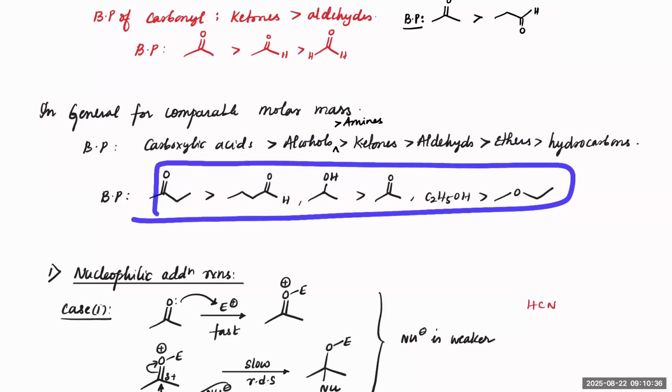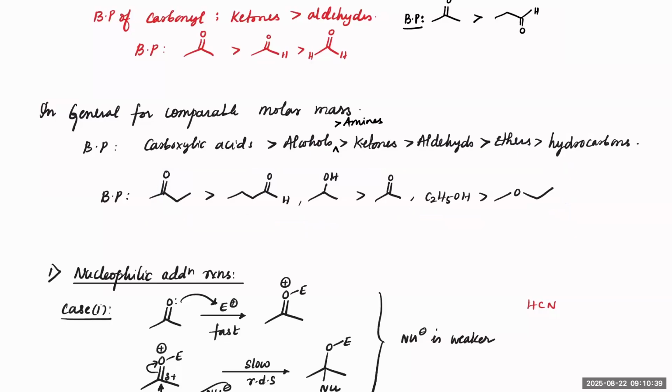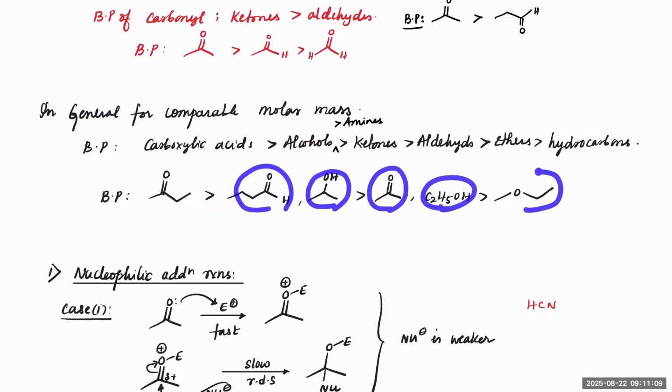Now, when you have a comparable molar mass, what has been noticed is that if you have 4 carbons here, 4 carbons here, and now you see only 3 carbons with one oxygen. So molar mass wise, they are comparable. What has been found is that butanone has a higher boiling point than butanol, and then propanol, and then acetone, then ethanol, and then ethers. Okay.